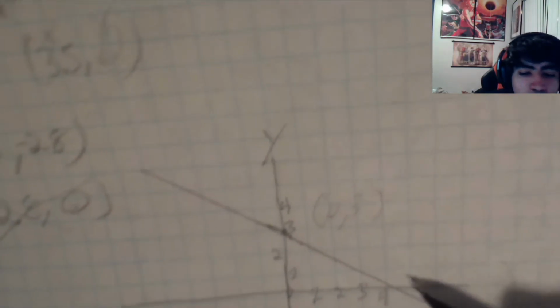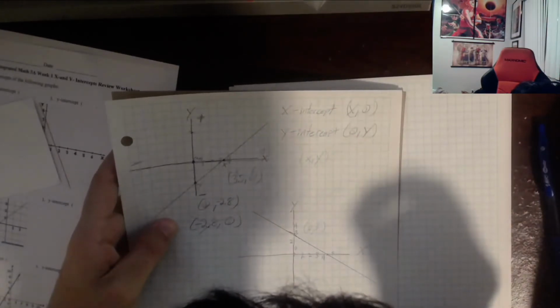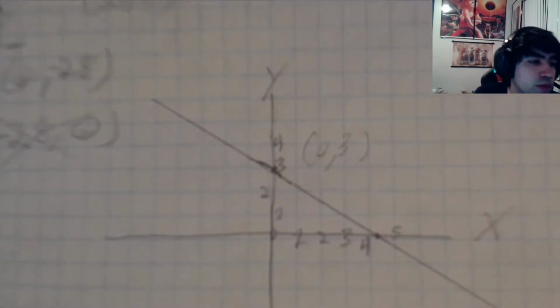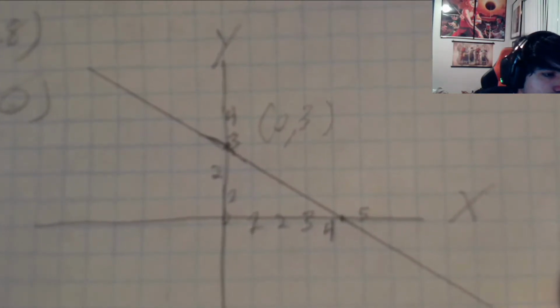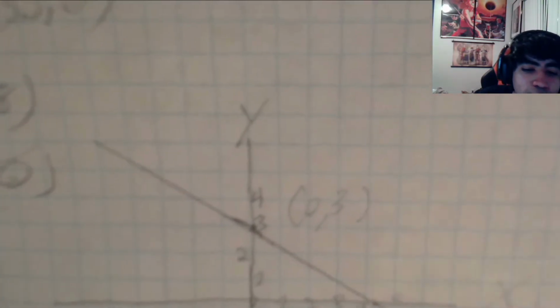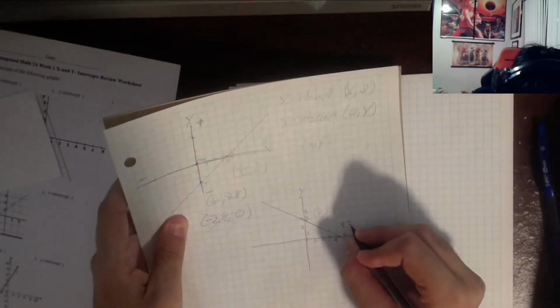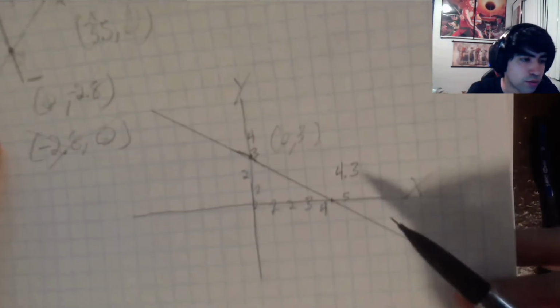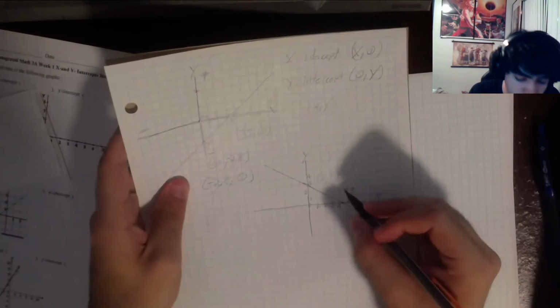Now for the x-intercept, where is it? That's about right. It looks about like a third. Let's just say 0.3. Just away from 4. It's about 4.3. Now, what is this number associated with 4.3? It's associated with x. That's our x value.